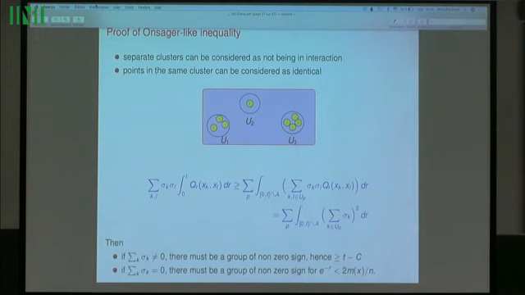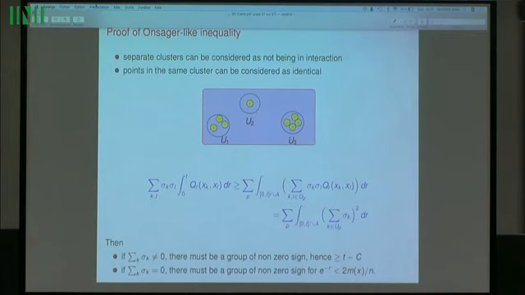Because in each cluster, you can consider that the positions are equal, and when the positions are equal, the Q is equal to 1. So this is a lower bound. Yes, this is greater or equal to, sorry. So in the end, you have this lower bound which is given by that.